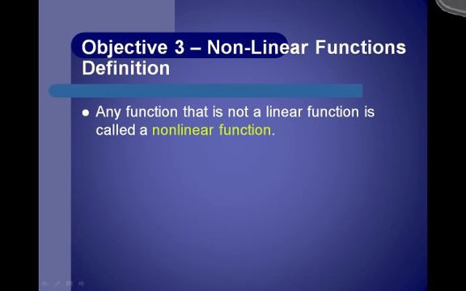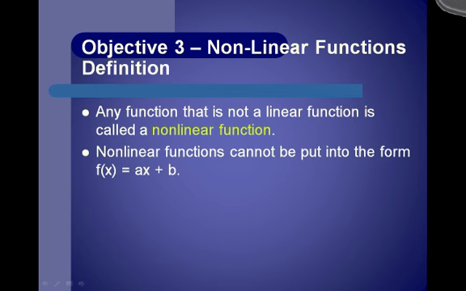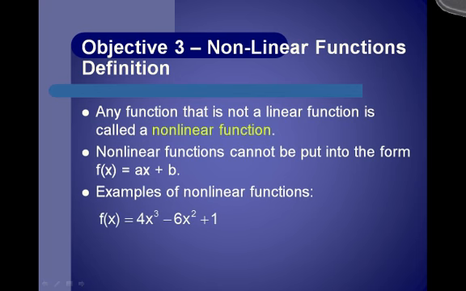Objective 3, Nonlinear Functions. The definition of a nonlinear function is any function that is not a linear function. Nonlinear functions cannot be put into the form f of x equals ax plus b. Some examples of nonlinear functions is f of x equals 4x to the third minus 6x squared plus 1. Notice we have an x to the power of 3 and an x squared. Therefore, they are not linear functions.